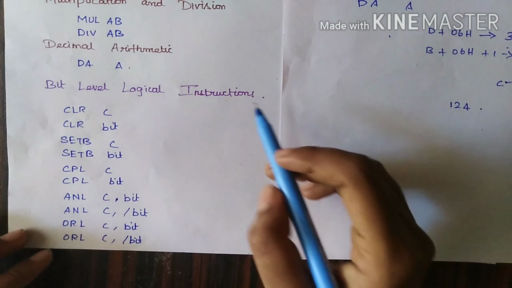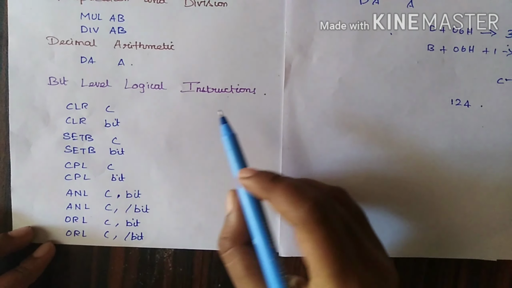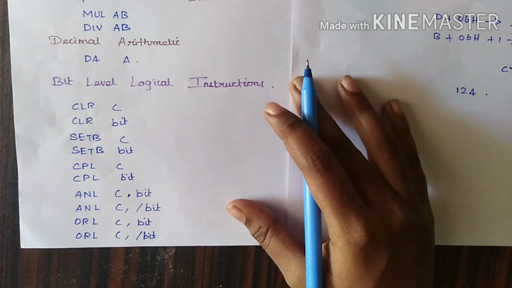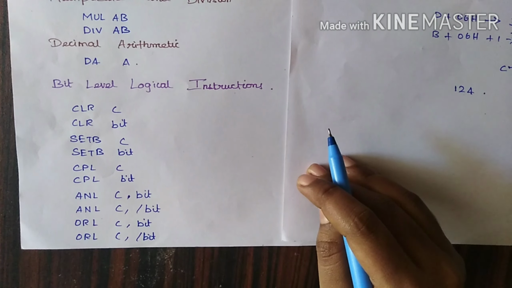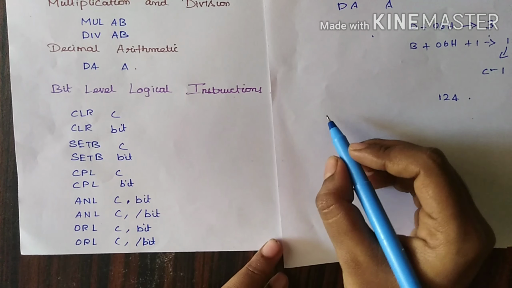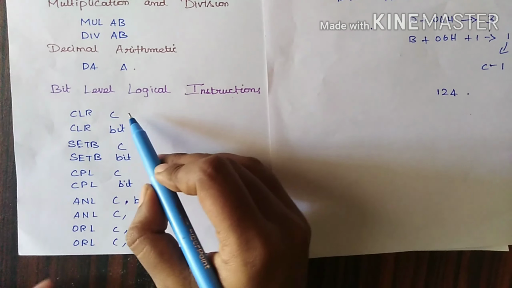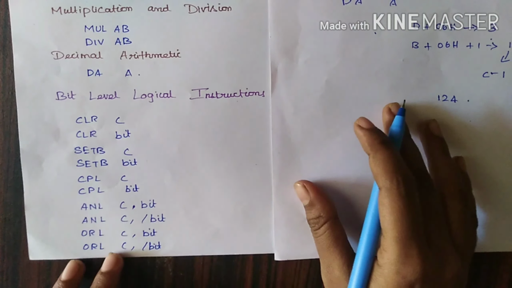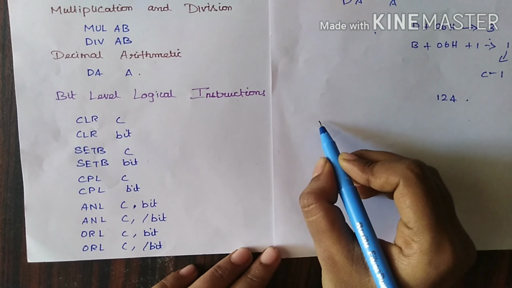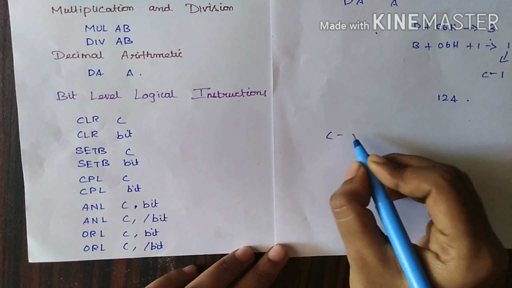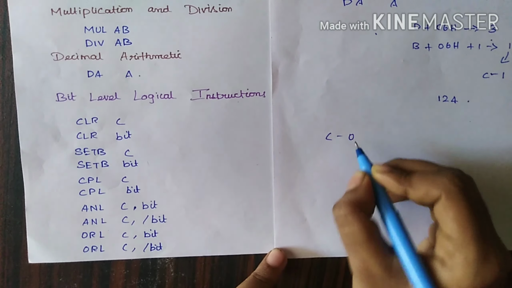Now the next instruction division is bit level logical instructions. Before this we have seen the byte level logical instructions, which involve operations at the byte level. Now here we have operations on bits. So the first two instructions are clear C and clear bit. Clear C will clear the carry flag, that is, it makes the value of the carry flag 0.